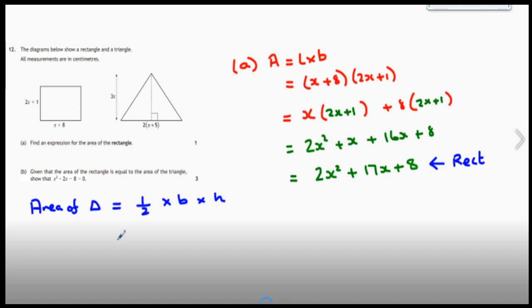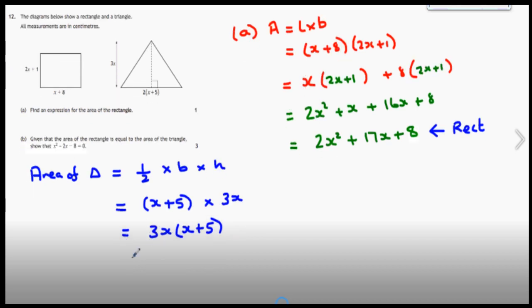Now for the half times the base, there's the base. The base is 2 lots of that thing. So half of that is going to be 1 lot. So it's going to be x plus 5. And I've got to multiply that by the height of that triangle. And the height of that triangle is 3x. Now it's easier to pull the 3x to the front and miss out your multiplication sign. And it can be written as that. So that means that the area of that triangle then is equal to 3x squared plus 15x.